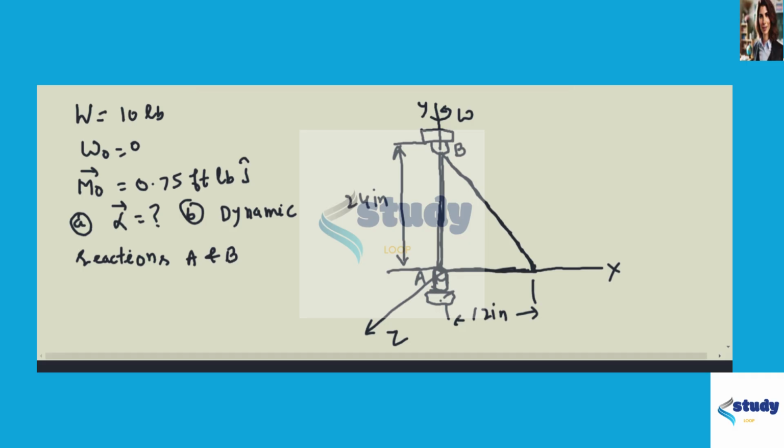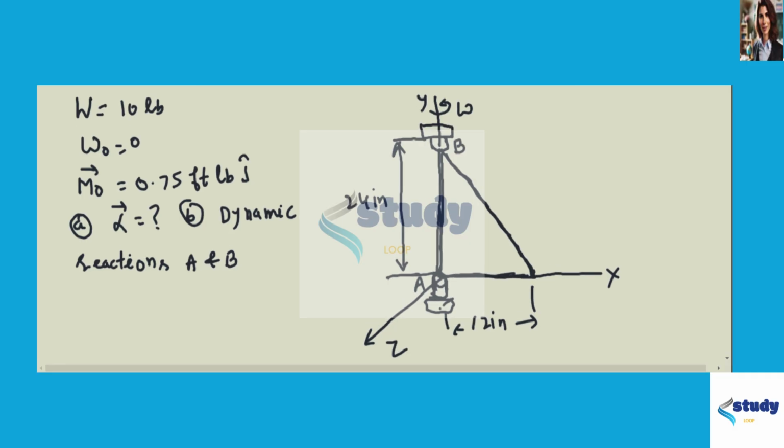Hello friends, here it is. Given a thin homogeneous triangular plate of weight 10 pound welded to a light vertical axle supported by the bearings A and B. If initially it is at rest, omega naught is 0, then a couple of moment 0.75 foot-pound j cap is applied. Calculate the resulting angular acceleration of the plate and dynamic reactions at A and B after the couple has been applied. Let us start solving it.